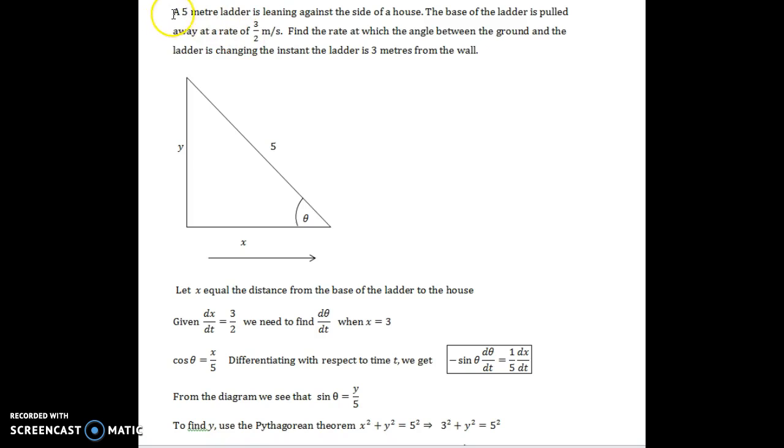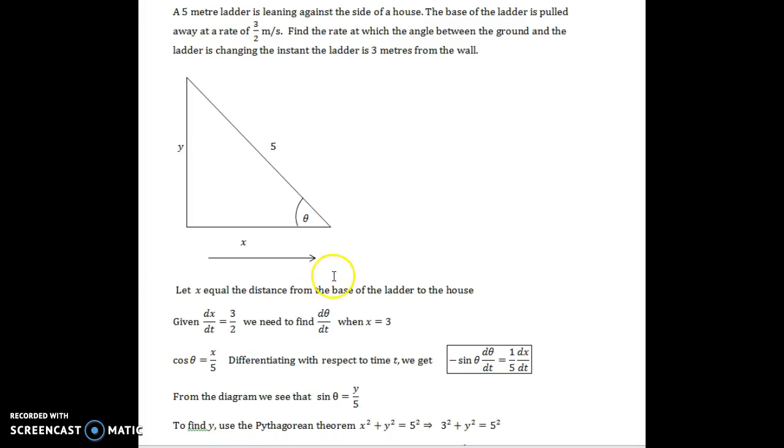So we're given here that a 5-meter ladder is leaning against the side of a house. The base of the ladder is being pulled away at a rate of 3/2 meters per second, or 1.5. And we're asked to find the rate at which the angle, in this case theta, between the ground and the ladder is changing the instant that the ladder is 3 meters from the wall. Now it sounds like a mouthful, but it's not too bad.